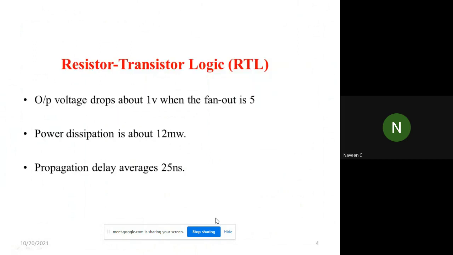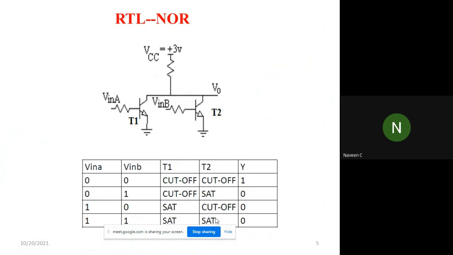So next is resistor transistor logic. The output voltage drops about 1 volt when the fan out is 5. Fan out, fan in explanation we have seen. Fan out is nothing but how much load you can connect when you are connecting a logic circuit. So the power dissipation will be generally 12 milliwatt, and the propagation delay will be 25 nanosecond.